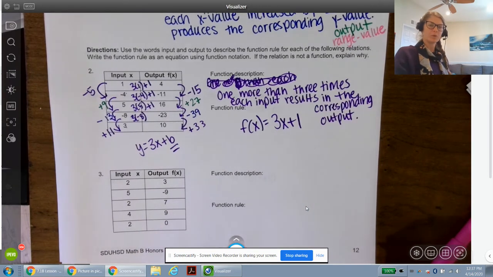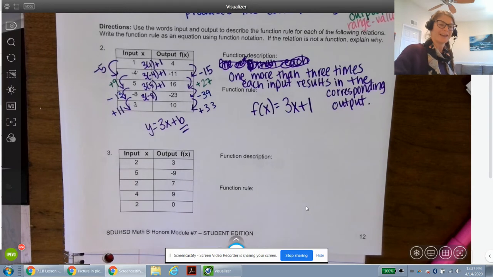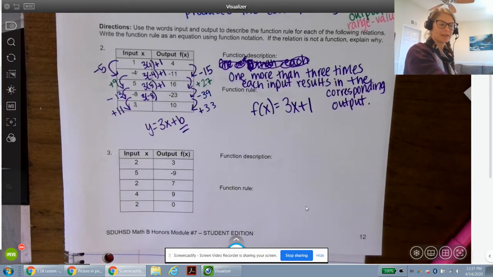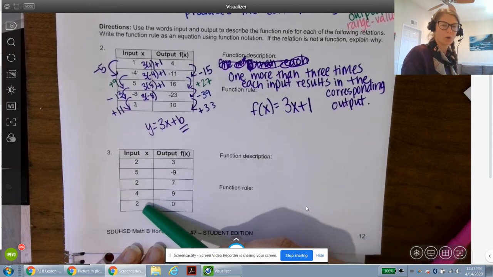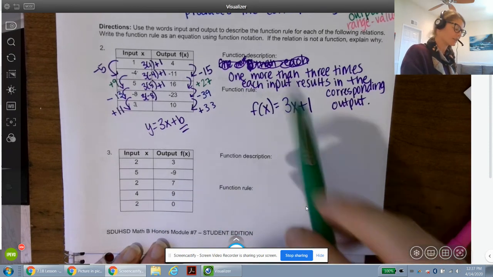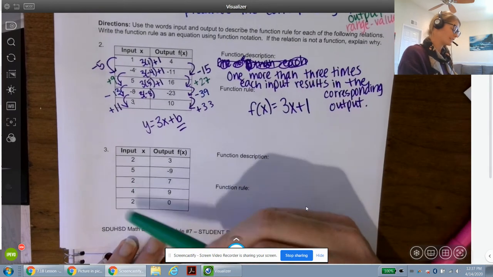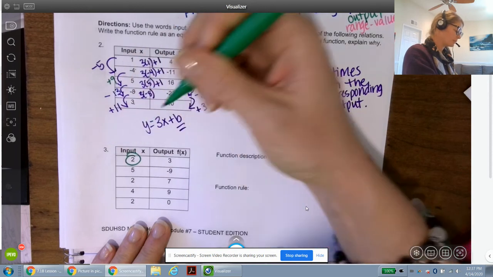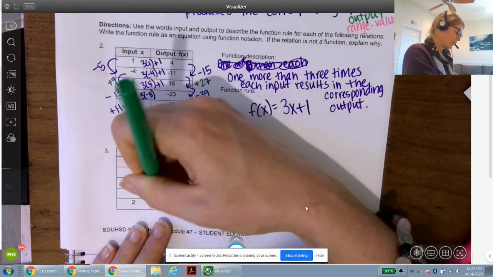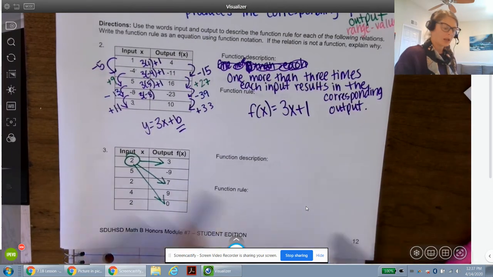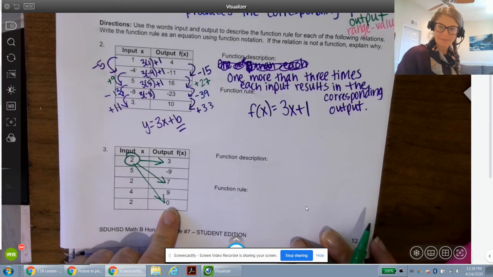Fabulous. Cool. Okay, so let's take a look at number 3 and we'll look at how you did. Taking a look at number 3, you had 2, 5, 2, 4, and 2. Ooh, let's look at these directions. It says if the relation is not a function, explain why. Notice these x values. If your input is 2, it could go to a 3, a 7, or a 0. If you press the button of 2, you don't know which candy you're going to get.